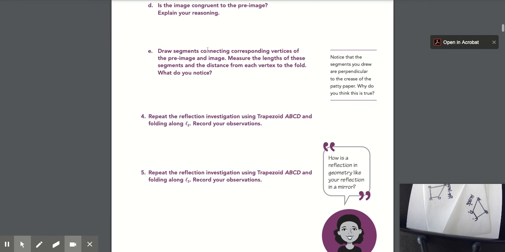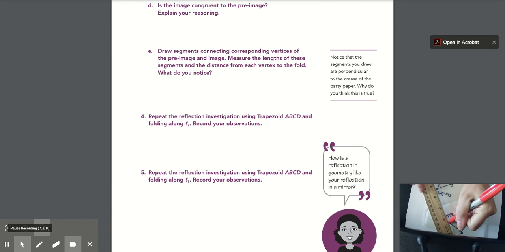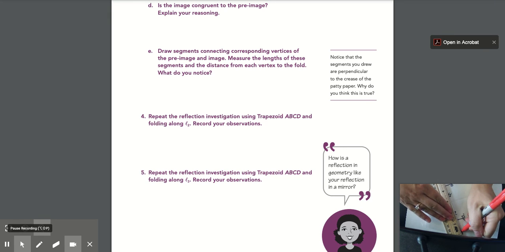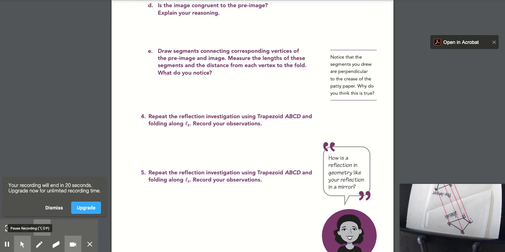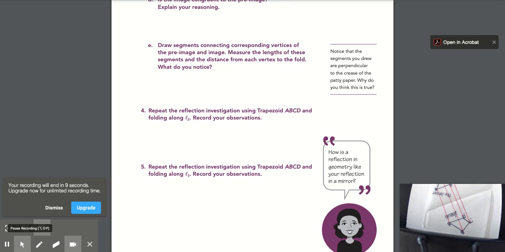The next part asks us to draw segments connecting corresponding vertices of the pre-image to the image. So I am going to do that now. I'm going to connect my A's, B, D, and C. Okay, so you should have those lines, and it looks three-dimensional now, okay? Once you finish the questions on the Edpuzzle, you can move on and try to do this along L2.